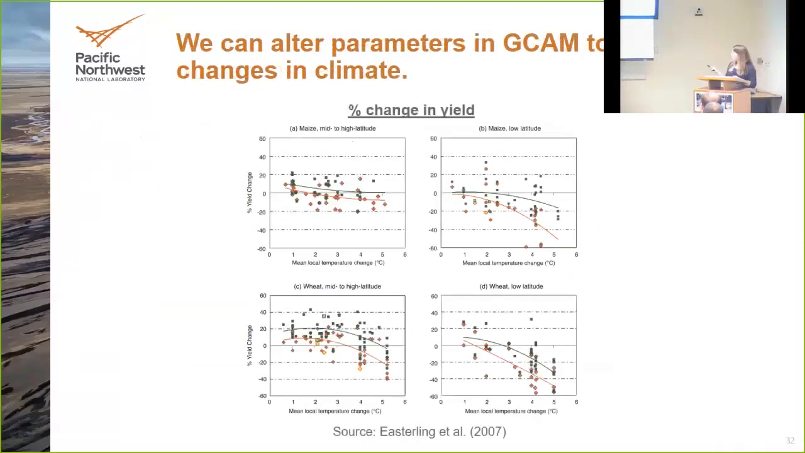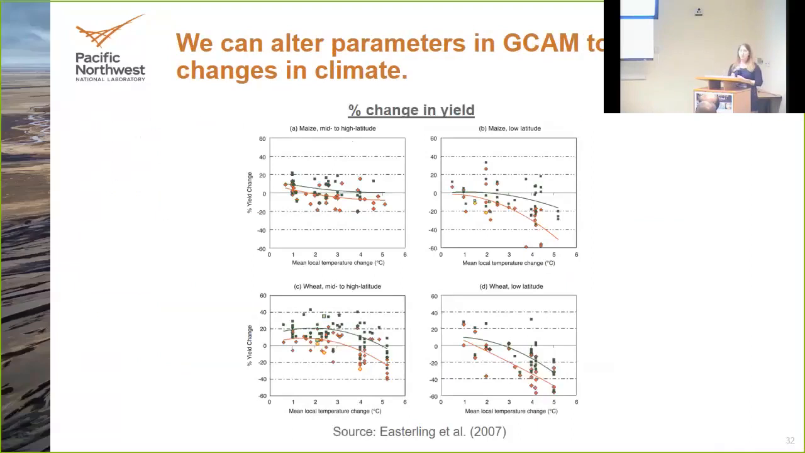What I am starting from is actually from the IPCC's fourth assessment report, and they did a meta-analysis of all the crop yield studies that they could find. On the x-axis is the local mean temperature change, and the y-axis is the percentage change in yield, and this is for two different crops and two different latitudinal bands. I'm just going to start from this.